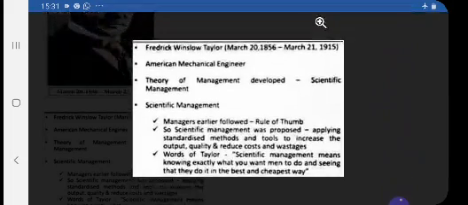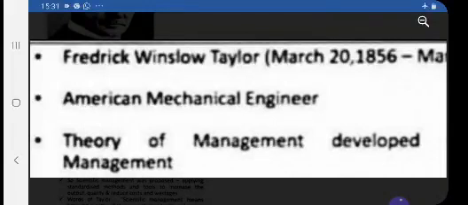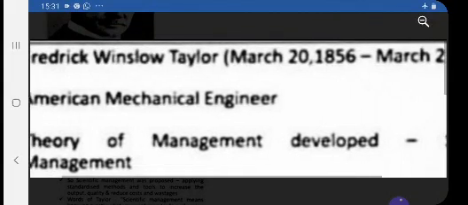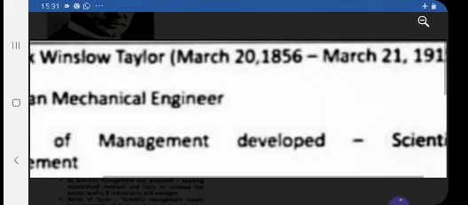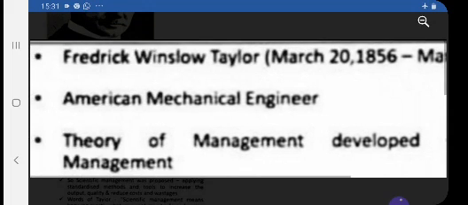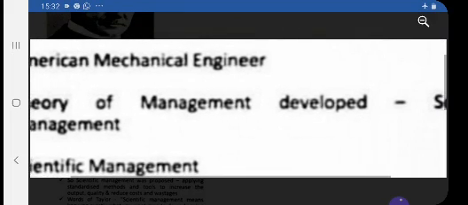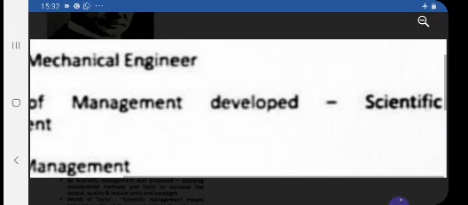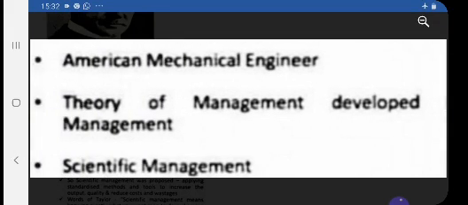Let us first see the background of F.W. Taylor. His full name: Frederick Winslow Taylor. His lifespan ranged from March 1856 to March 1915, and he was an American mechanical engineer, and the theory developed by him was popularly known as scientific management.